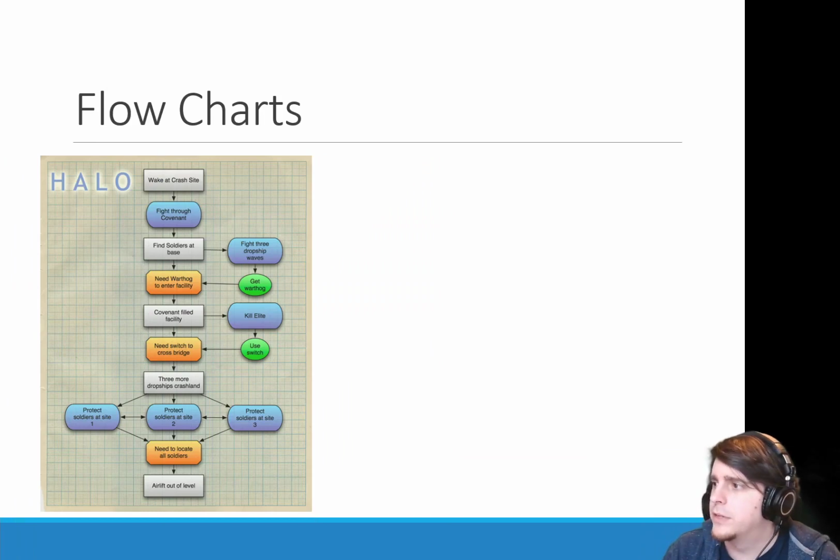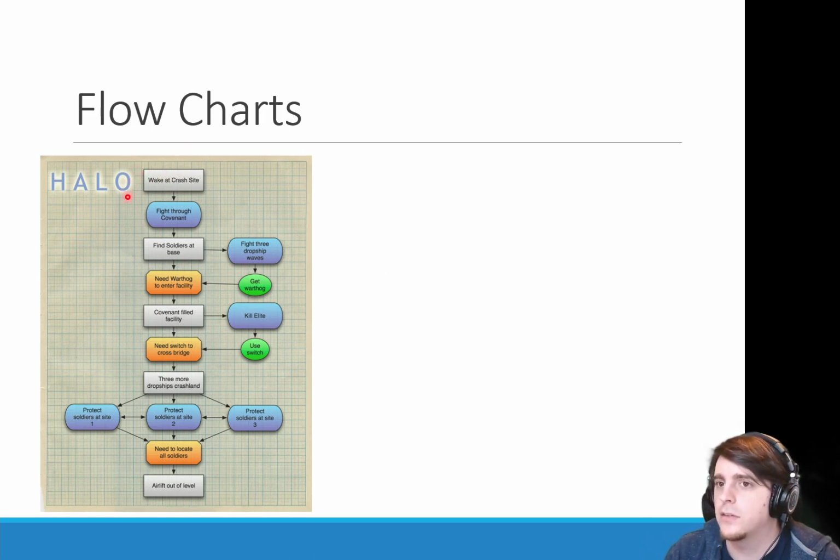Up next, maybe you're not interested in doing a full map, but you have a series of events that you want to design a level around. And so flowcharts are extremely helpful in that kind of situation as well, especially when you have a level where the player is going to be making some decisions that might affect the flow of gameplay. So in this case, what we see here is a level from Halo.